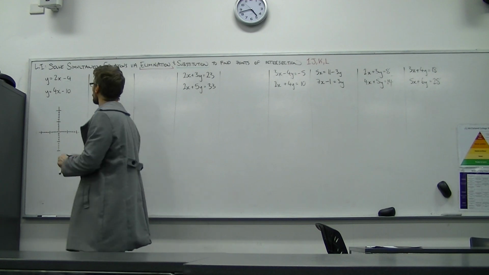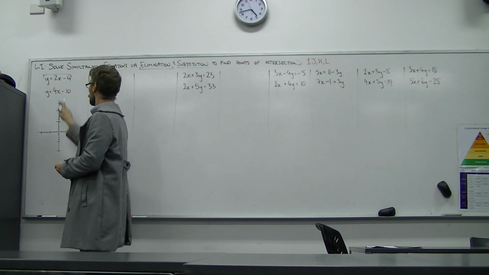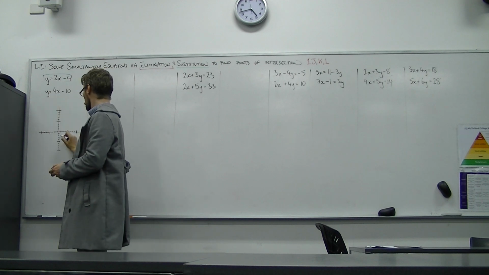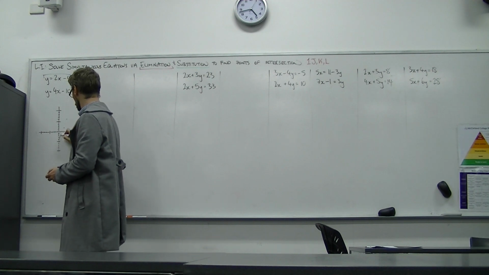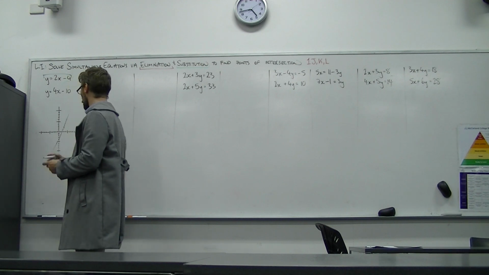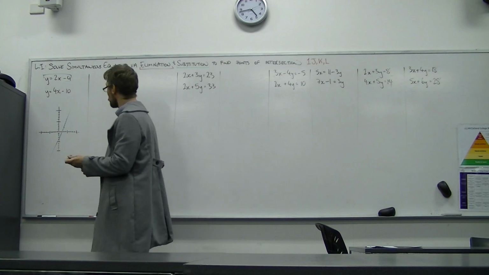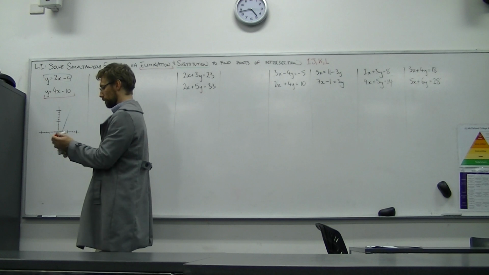And make this one blue. Cool, okay, so I'm starting at minus 4, my gradient's 2, so cross 1, up 2, cross 1, up 2, cross 1, up 2, cross 1, up 2, and so on. Eventually I get a line. Great. So that's the blue line.